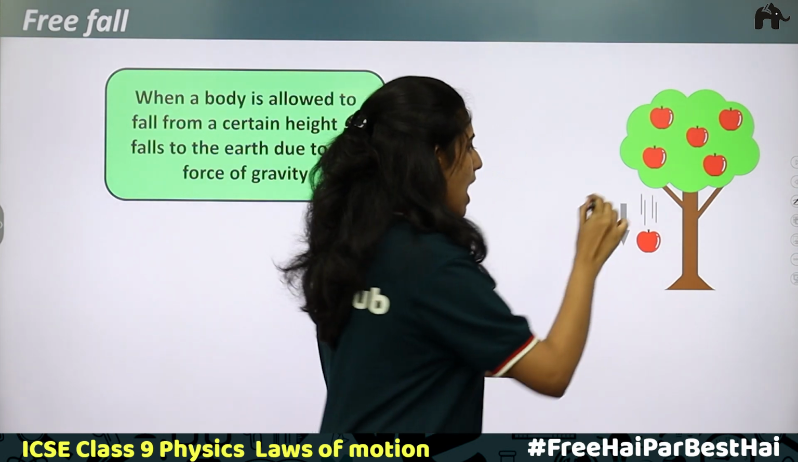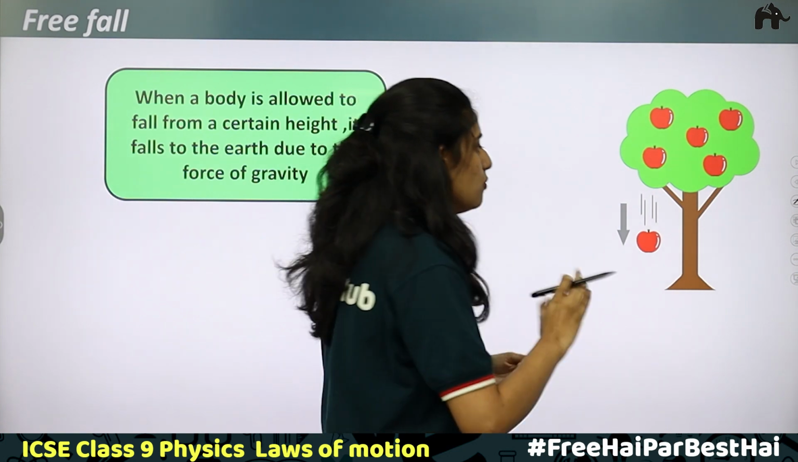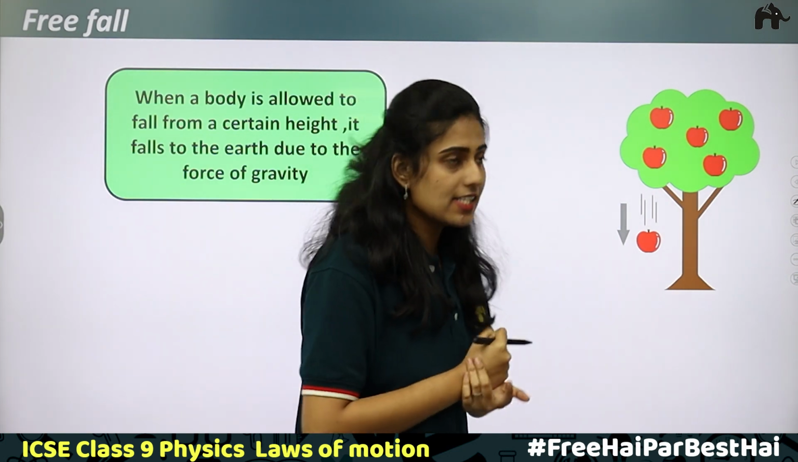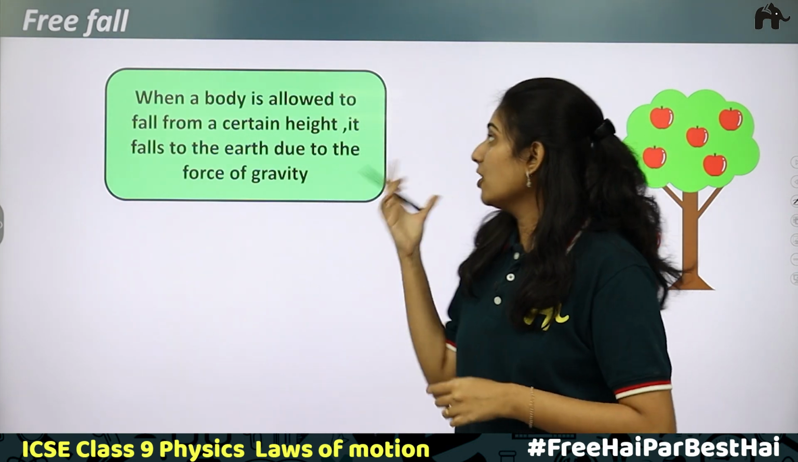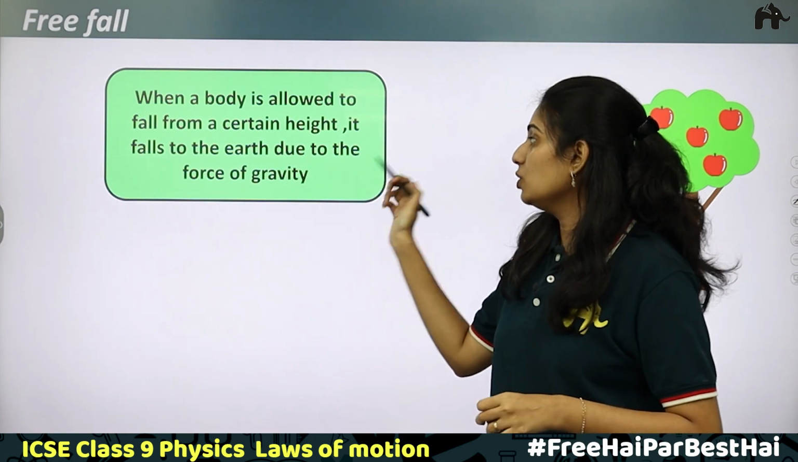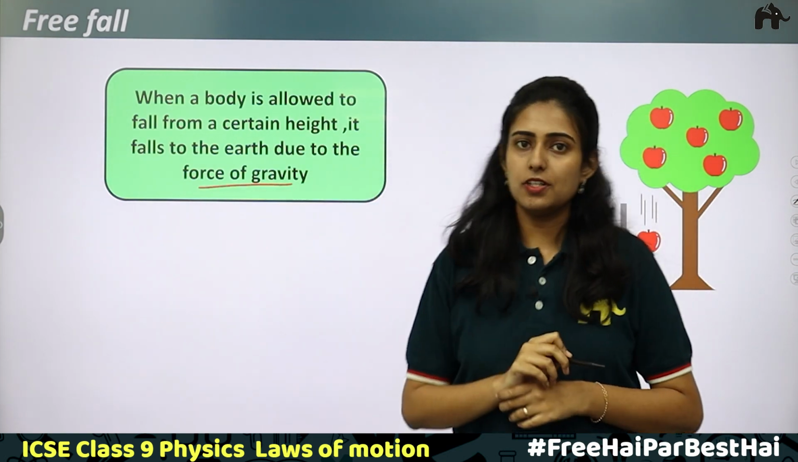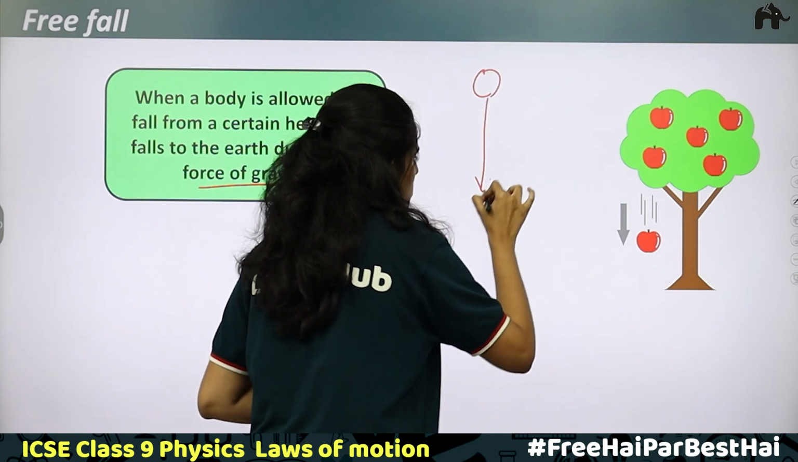You can see the apple falling. The apple was on an apple tree. Due to force of gravity, the earth attracts the apple and it falls to the ground. So we can say that when a body is allowed to fall from a certain height, it falls to the earth due to the force of gravity. Now when the ball is released, you know that it comes to the ground.